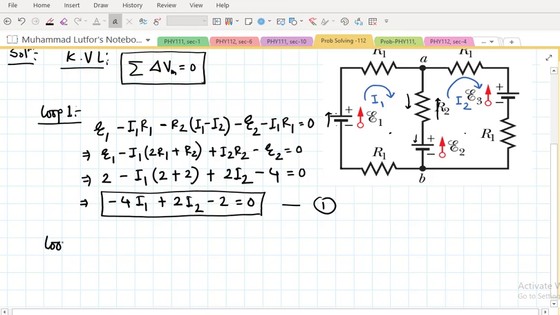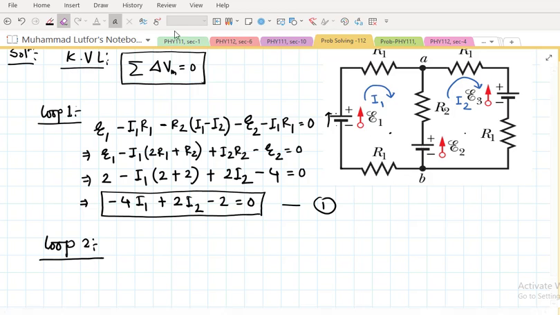Now for loop 2, I'll start from that point B, go around that branch and come back to point B again. It will make a closed loop for that second loop. Now I'm going to remove that direction.